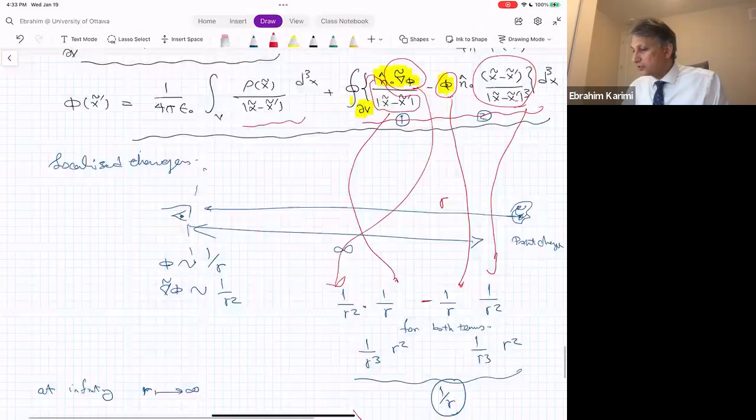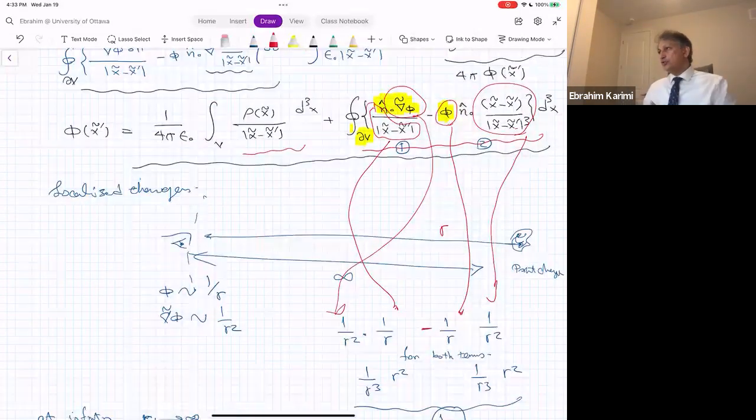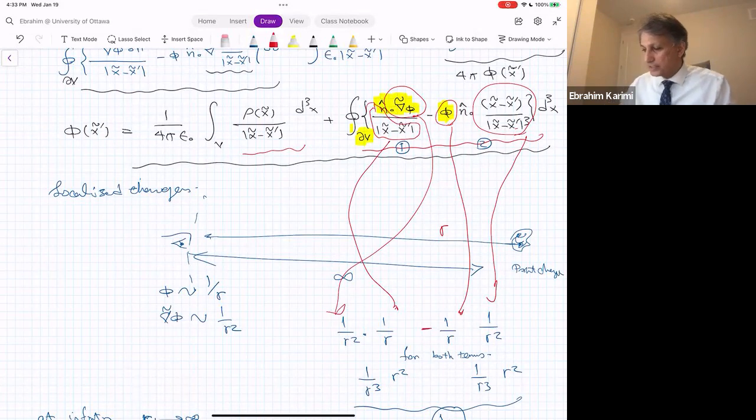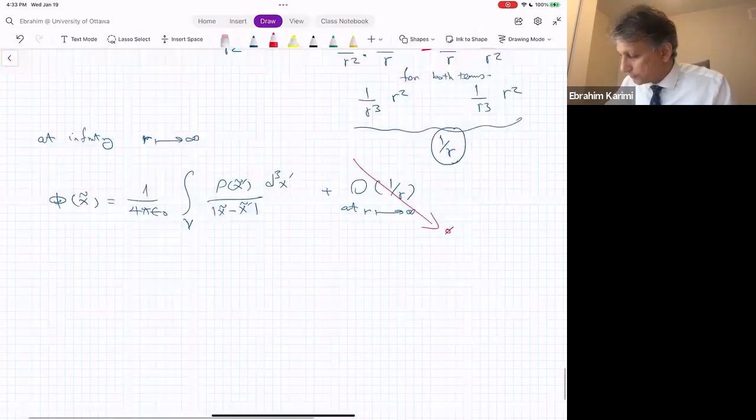Now assume that we don't bring the boundaries to infinity, but we have arbitrary boundaries. Then we have to deal with this integral, which has three terms: two on the surface, and one related to the charge distribution. Okay, let me write it down.